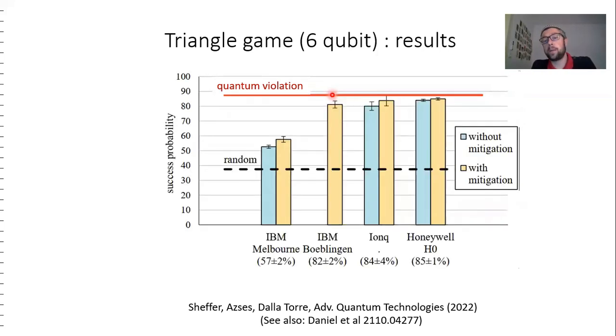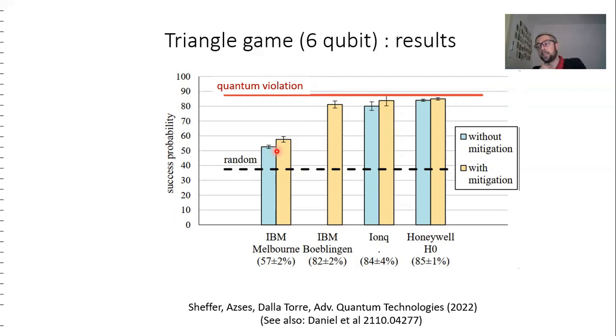The results that were presented in the first version of our arXiv preprint demonstrated that none of the 4 quantum computers were able to show a quantum violation. As you can see, all these bars, even after error mitigation, are still lower than the 87.5%, meaning that no quantum effect or no quantum violation had been demonstrated.